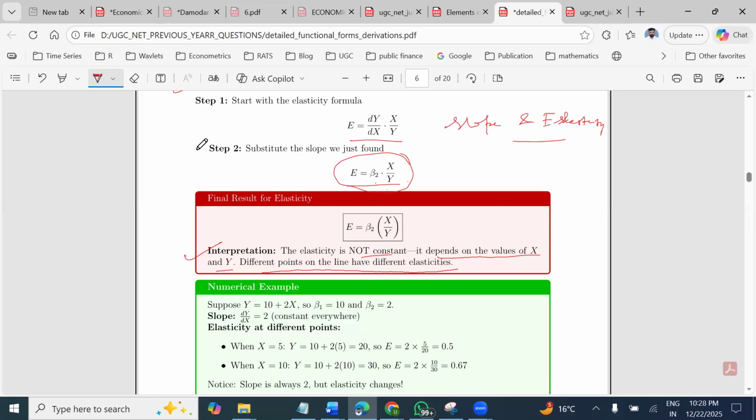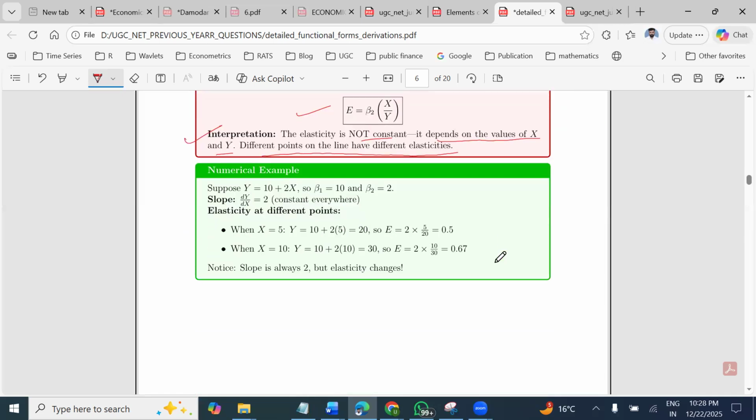Slope will remain constant in a linear function, but elasticity may not be constant because it depends on the different values of x and y. Why? If you have not understood, then you will not be able to tell, no? Yes, sir. Okay. Is it clear, Sangeeta? Yes, sir.